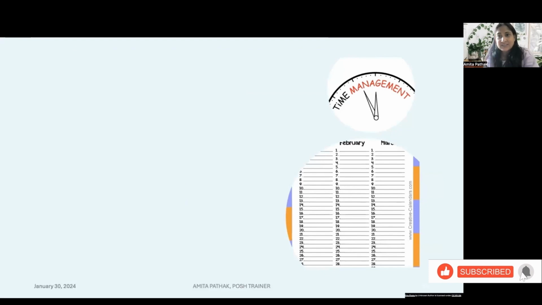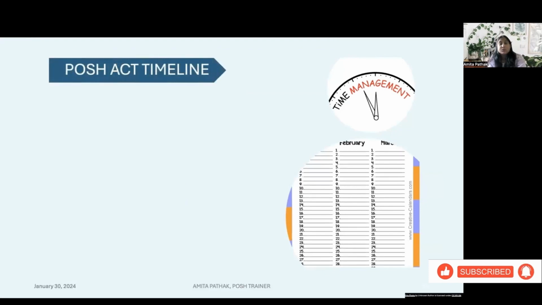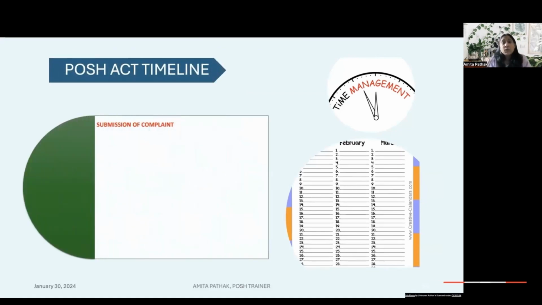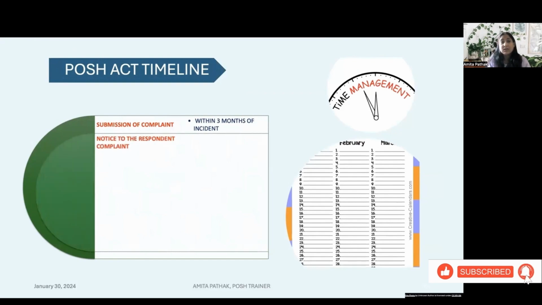Very important is this. Let us make a note. POSH Act timeline. When we have to submit the complaint, what is the time period to submit the complaint? Within 3 months of the incident, the aggrieved woman can submit her complaint. In what time frame can notice be given to the respondent? Within 7 days of receiving the complaint.